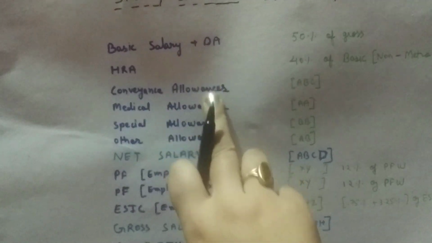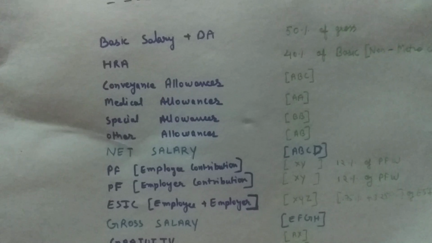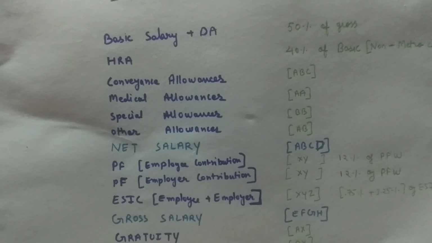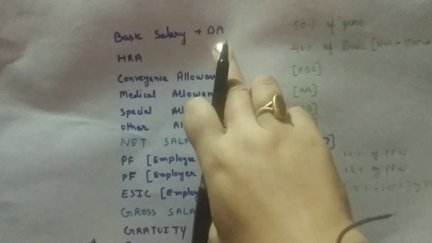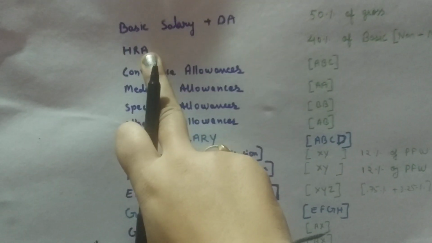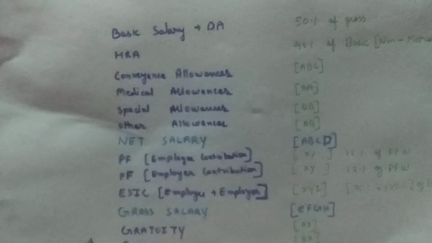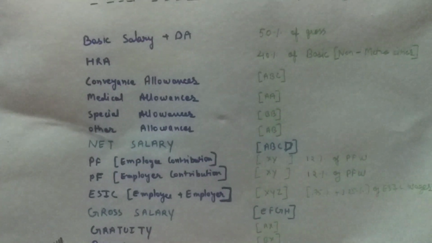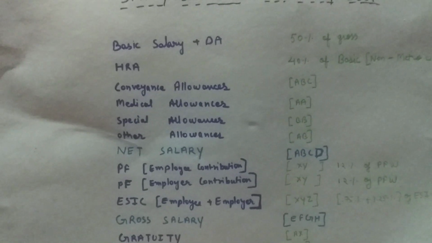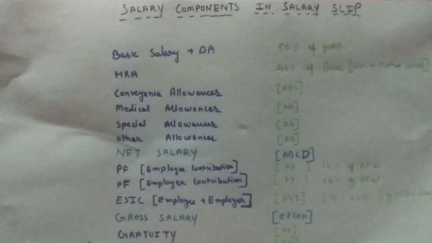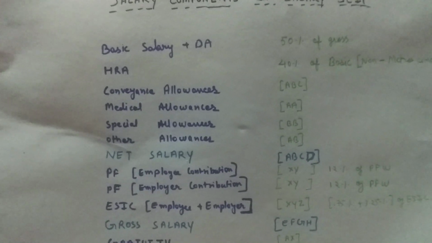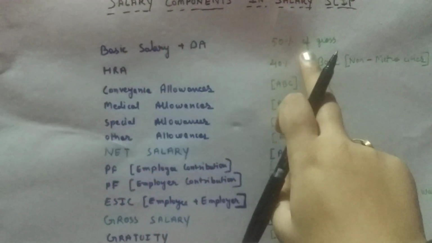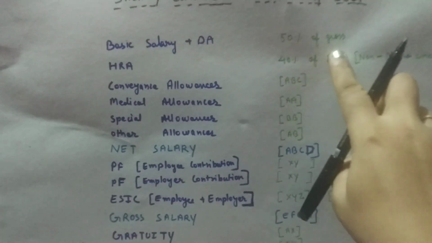First one is the basic salary, and sometimes it is included with the DA allowances, and most of the time it is mentioned separately. DA allowances are very important in factories and in government sectors. And the basic salary plus DA is actually 50% of the gross salary.